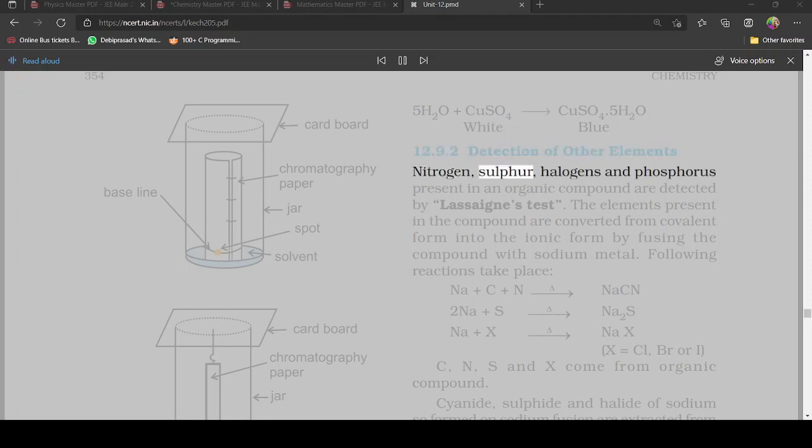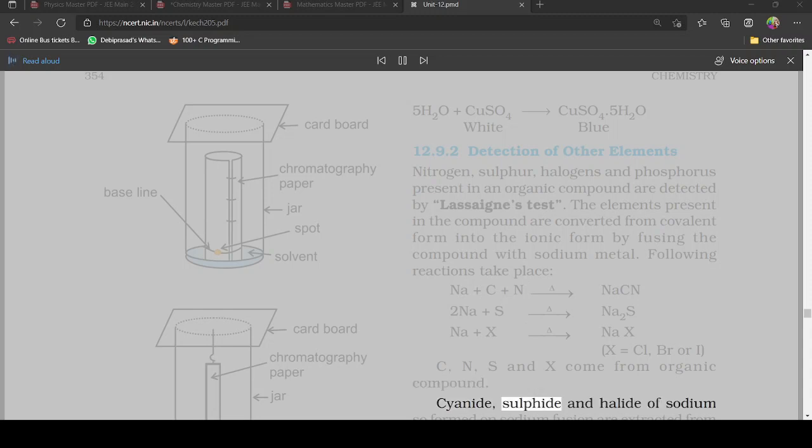Nitrogen, sulfur, halogens and phosphorus present in an organic compound are detected by Lassaigne's test. The elements present in the compound are converted from covalent form into the ionic form by fusing the compound with sodium metal. Following reactions take place: Na + C + N → NaCN; 2Na + S → Na2S; Na + X → NaX, where X = Cl, Br or I. C, N, S and X come from the organic compound.